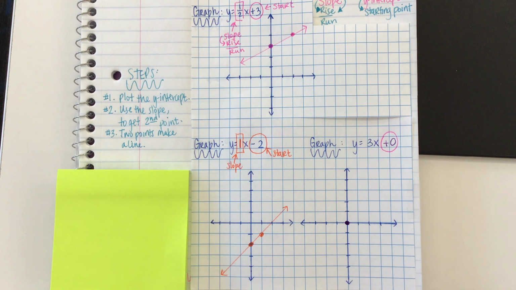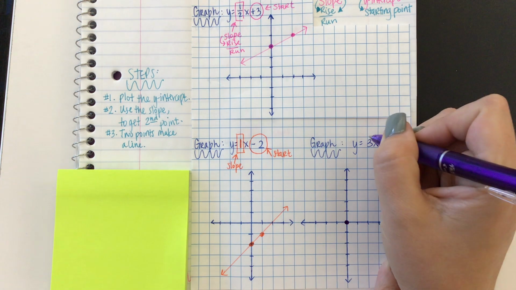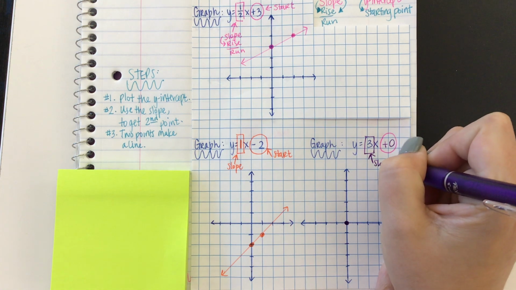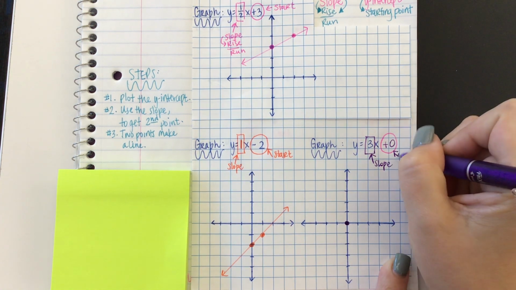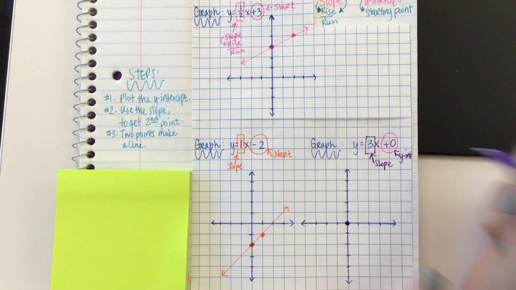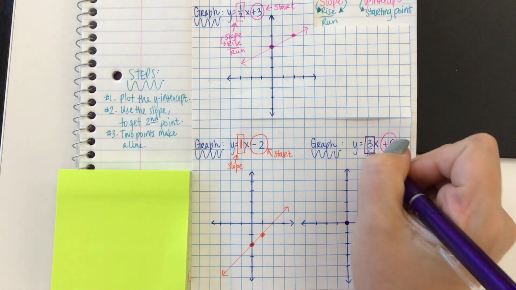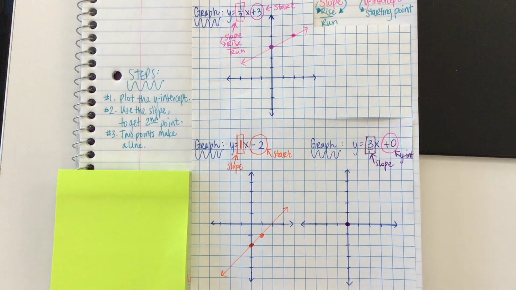okay? And then we take the number in front of x, which is our slope, and we use this. Okay, this is our start. Sorry, this is our y-intercept, our start. And then we use the number in front of x, which is 3. And how do we make 3 into a fraction? Well, we put a 1 under it. And our slope is 3 over 1.